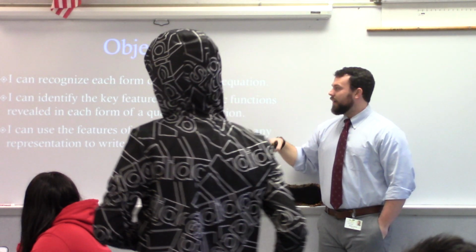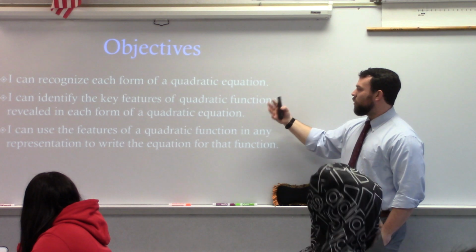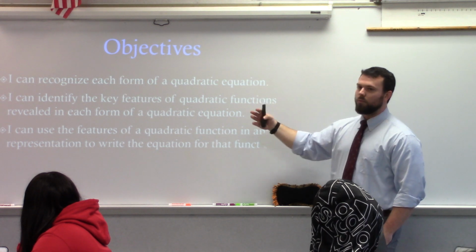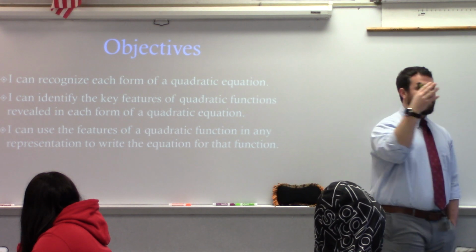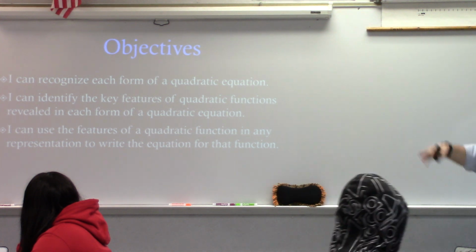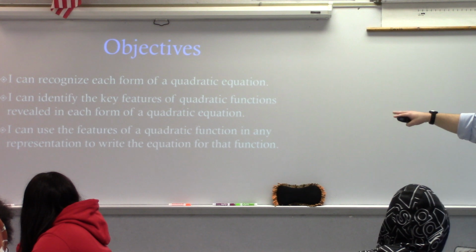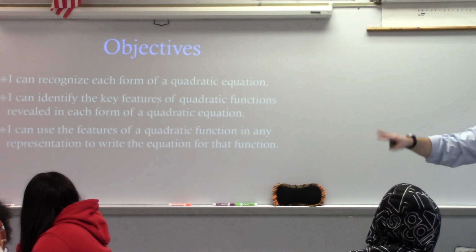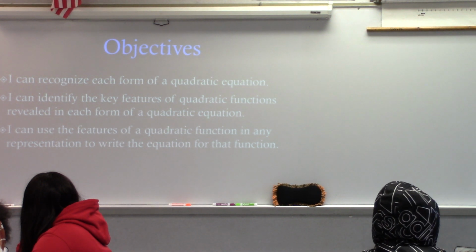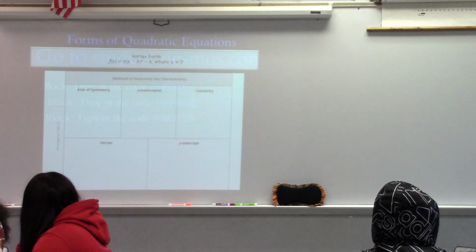Then we need to be able to identify the key features of quadratic equations revealed in each form, right? So we're going to notice again and then start to describe things. And then finally use the features of a quadratic function in any representation to write the equation. We're looking to generalize, make those equations. So we need to know those forms. Whoops, going back.